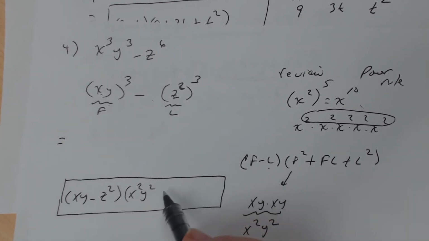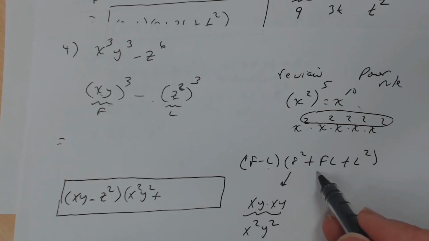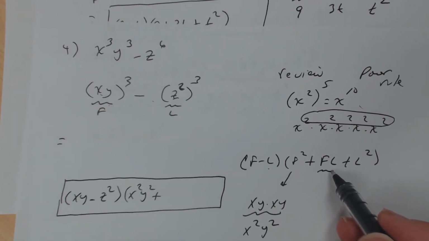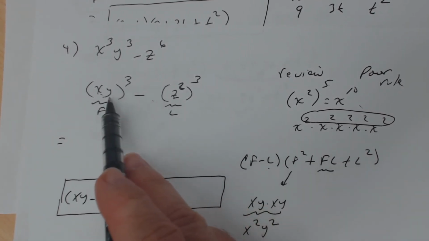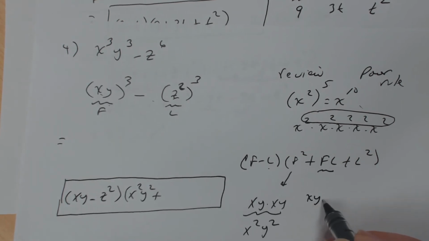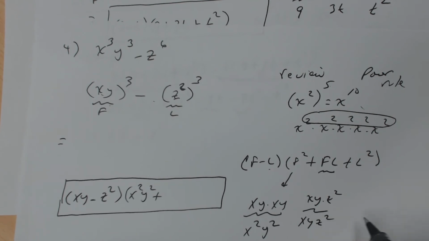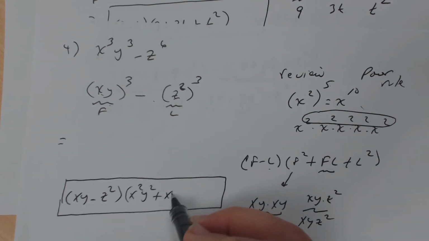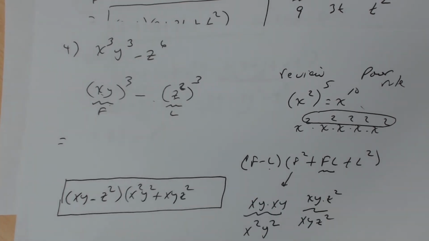Plus, this says I take the first and I take the last and I multiply them together. So xy times z squared is xyz squared. Nothing else you can do there. xyz squared. That's what that is.